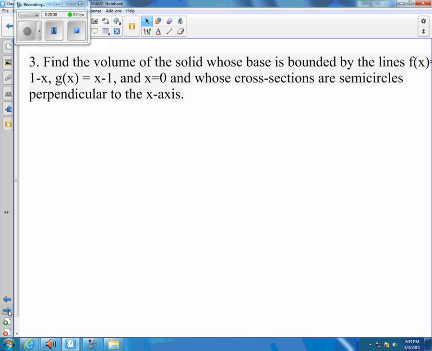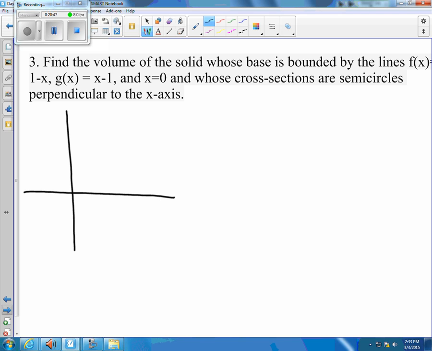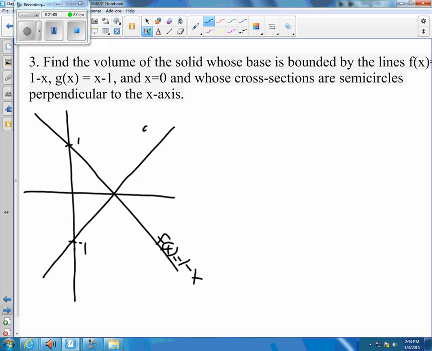We want the volume of a solid whose base is bounded by the lines f of x equals 1 minus x. So that's a line. Y equals 1 minus x would be a line with a y-intercept of 1 and a slope of -1. And the other one is another line. G of x is y equals x minus 1. So this one has a slope of +1 and a y-intercept of -1. So this is 1. This is -1. So this is g of x equals x minus 1.